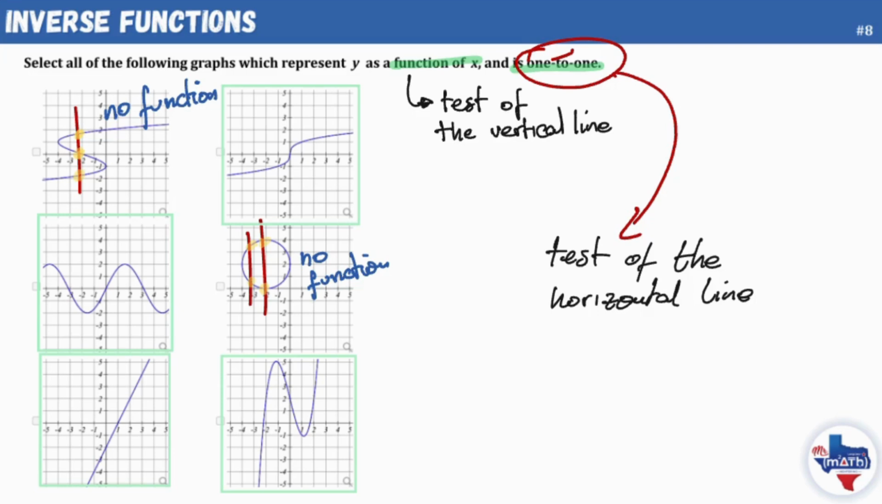So let's start with one that is not 1-to-1. So look at this one, for example, there. It cuts on this point, this point, this point. So this one here is not 1-to-1. That's not 1-to-1 because the horizontal line cuts more than 1 point. So look at this one here. It cuts on this point and this point. So that is also not 1-to-1.